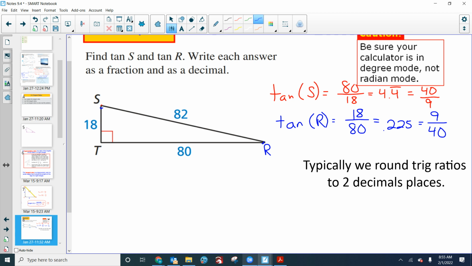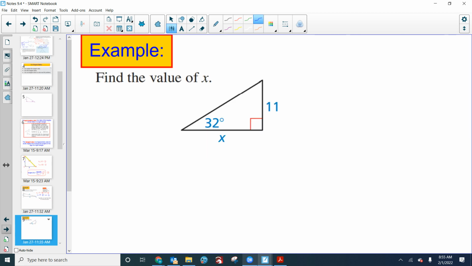Does everybody understand how to set up the tangent ratio? Did we solve for a missing side in the triangle yet? No, we just practiced writing the tangent ratio. It's a ratio of opposite over adjacent. Okay? All right, next. Find the value of x.